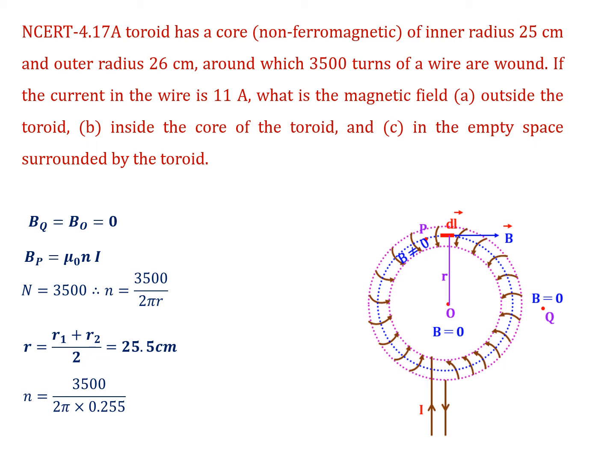Substitute this value in the expression for magnetic field. We know mu naught is 4 pi into 10 raised to minus 7. Current is 11 ampere, and this gives the magnetic field as 3 into 10 to the power minus 2 Tesla. Okay, so we can use the formula B is equal to mu naught n I to find the magnetic field in the core of the toroid, and outside the toroid and in the empty space surrounded by the toroid, the magnetic field will always be 0.